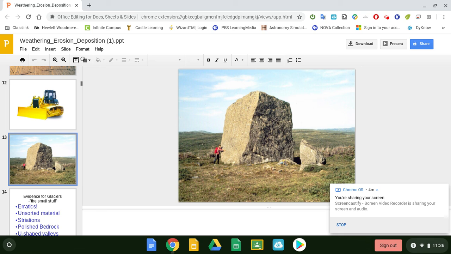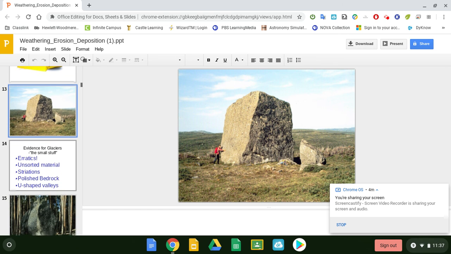This picture here is what we call an erratic. Notice there's nothing around for this rock to have come from. What is believed, and pretty much confirmed at this point, is that this huge rock was carried by a glacier. The glacier melted away and left this rock behind.